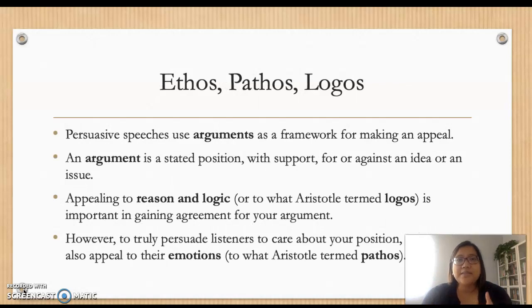Now, the three things that I'm pretty sure you're familiar with, and that are very closely related to persuasive speech, is this idea of ethos, pathos, and logos. So persuasive speeches use arguments as a framework for making an appeal. An argument is a stated position with support for or against an idea or an issue.